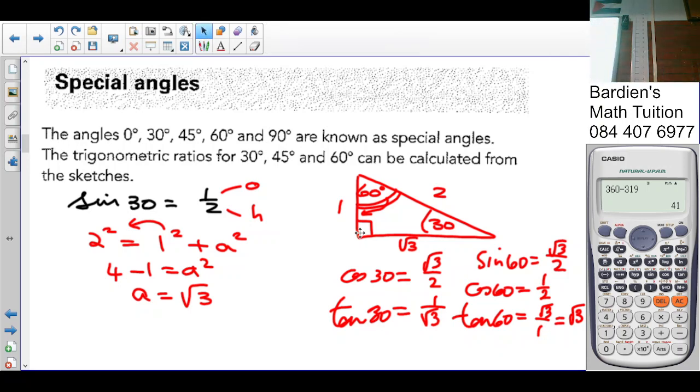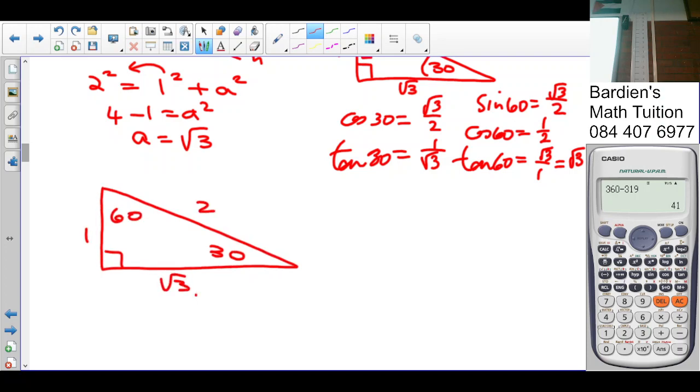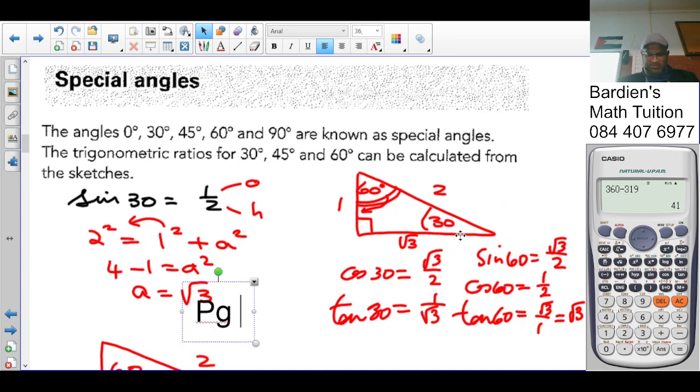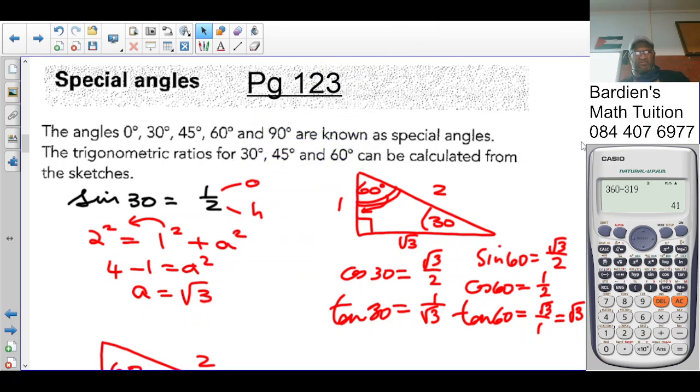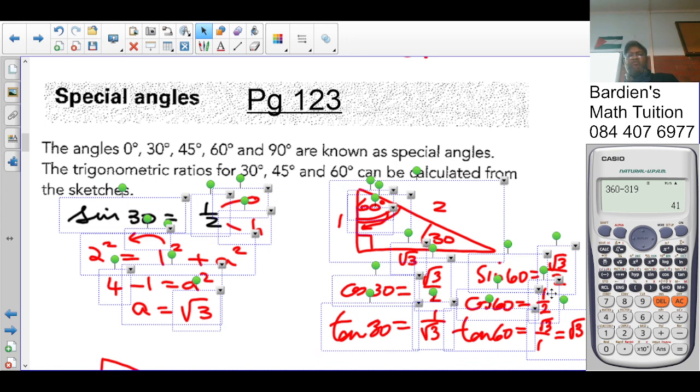Okay, you understand? So first things first, that triangle there, the first one would be 30, 60, opposite 30 is 1, 2, root 3. The first one deals with both 60 and 30. You all understand? It's on page 123. So that's how we can remember sine of 30 is half, and from there I can set up the triangle.